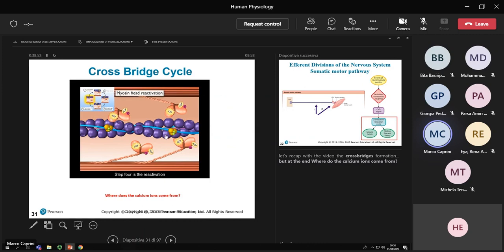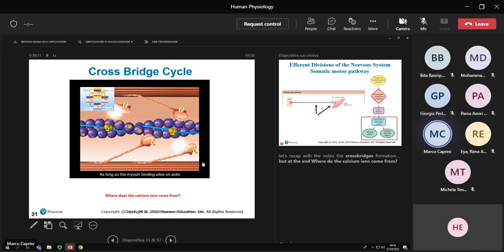Step 4 is the reactivation of the myosin head. This occurs when the ATP bound to the myosin head undergoes hydrolysis to ADP and inorganic phosphate. The energy released during hydrolysis reactivates the myosin head, pivoting it back to its high energy state. The cross-bridge cycle starts again when the energized myosin head forms another cross-bridge.